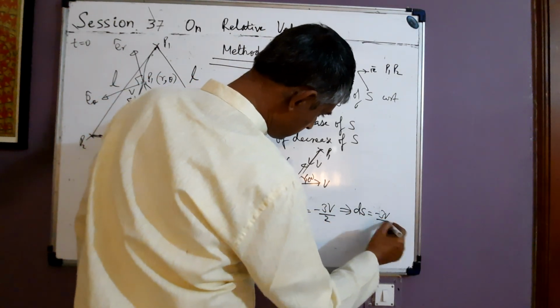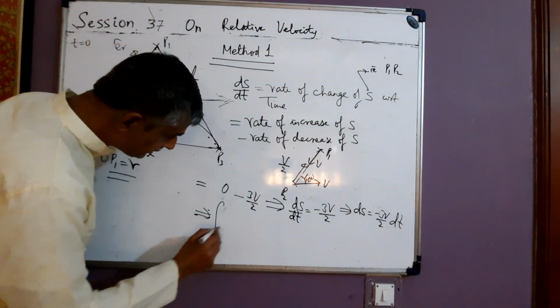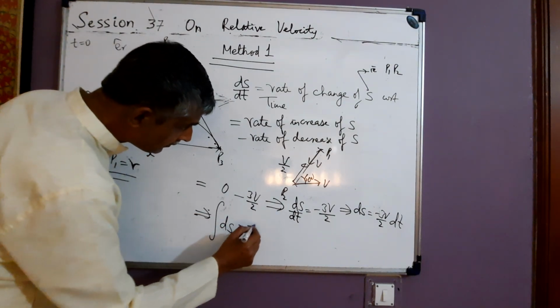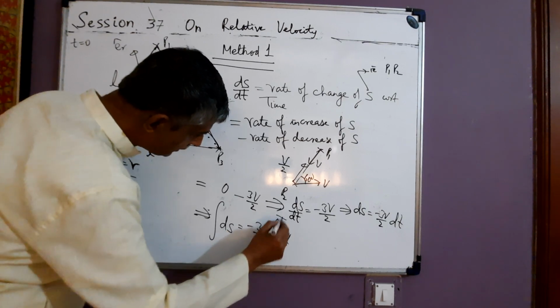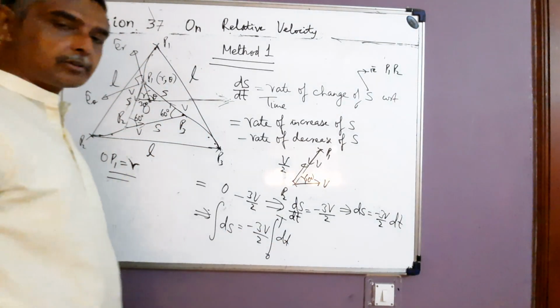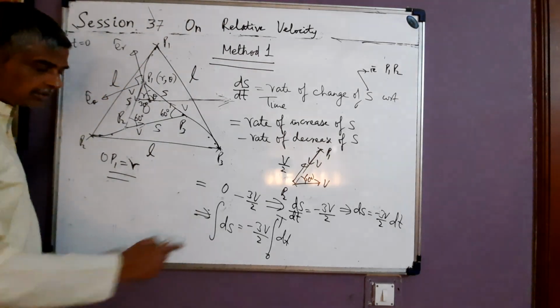ds equal to minus 3v by 2 into dt. On integrating this, we get v by 2 integral dt from 0 to capital T, where capital T is the time after which the 3 points meet. Now what is the limit of s?